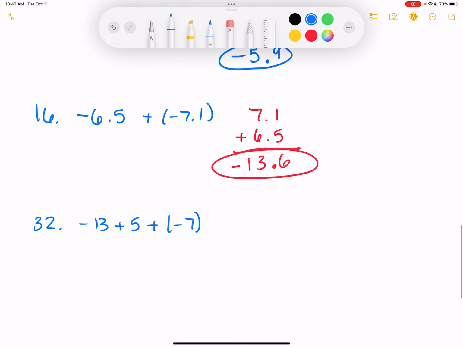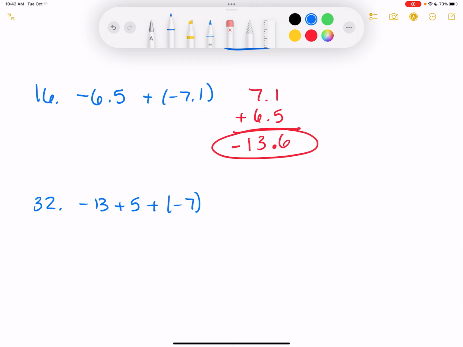So my recommendation with ones like these is just work your way across left to right. Don't try to be like, oh, well, negative 13 and negative 7 have the same sign, so I'm going to combine those first. Just work left to right. It'll just be easier. So negative 13 plus 5, we're just going to completely ignore the minus 7 for the moment. Negative 13 plus 5 would be what?